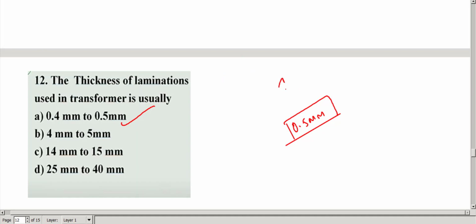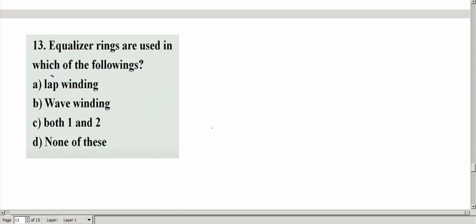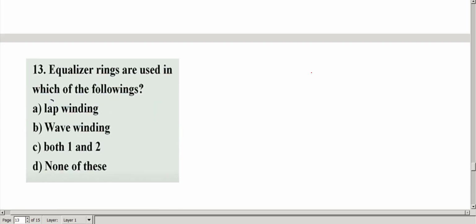What is the silicon steel used here? CRGO steel, cold rolled grain oriented silicon steel. The thickness of the laminations used is 0.5 mm. Next question: equalizer rings are used in which of the following? Let us consider here 4 poles. For lap winding, the number of parallel paths is equal to the number of poles.